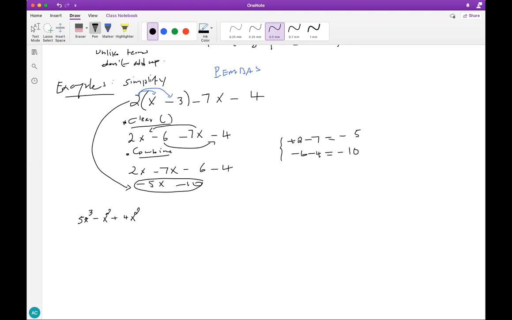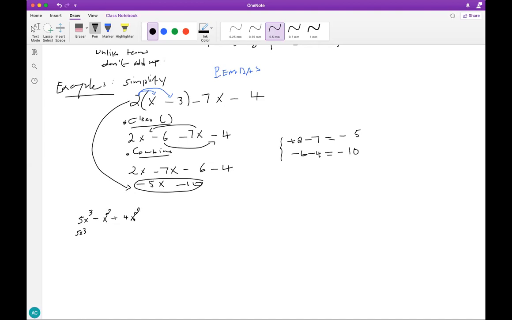Do we have a similar term or a like term to this one? Yes, x to power 2. Now, something similar to this, x to the third. Do we have x to the third here? No, we don't. This doesn't have a like term. It has to be the same variable to the same power. So it stays 5x to the third. Now these two look like they're similar terms. We have x squared, x squared. We can combine them.